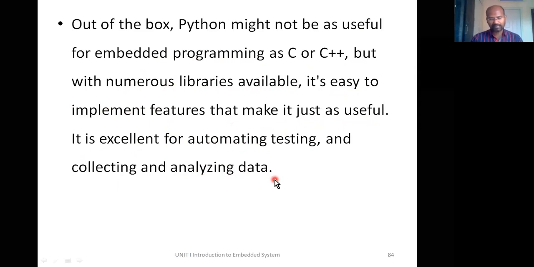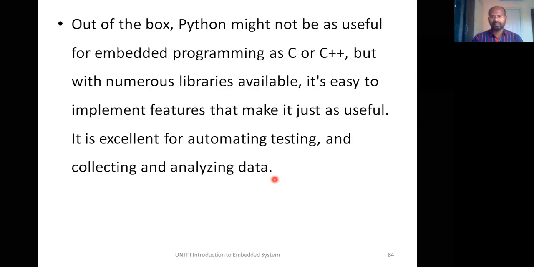Libraries, if you have used Arduino, we have many libraries available in the Arduino. Okay, if you want to use a GSM module, you don't need to sit down and write your own code. There are modules readily available. You can make use of those modules. You can complete your project in less time. The same is true for Python also, right?